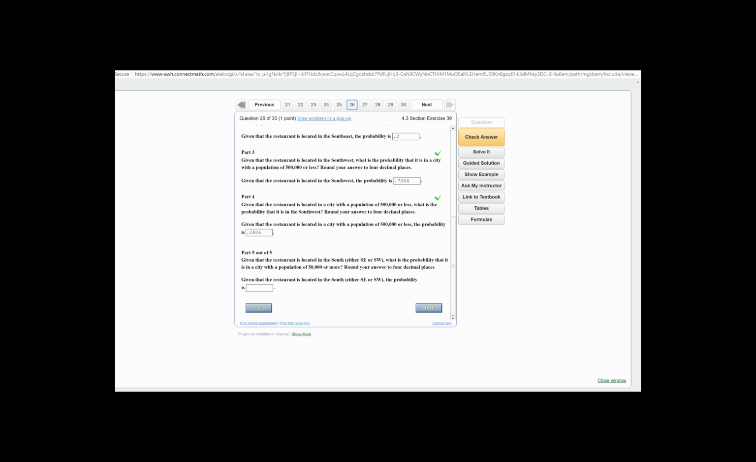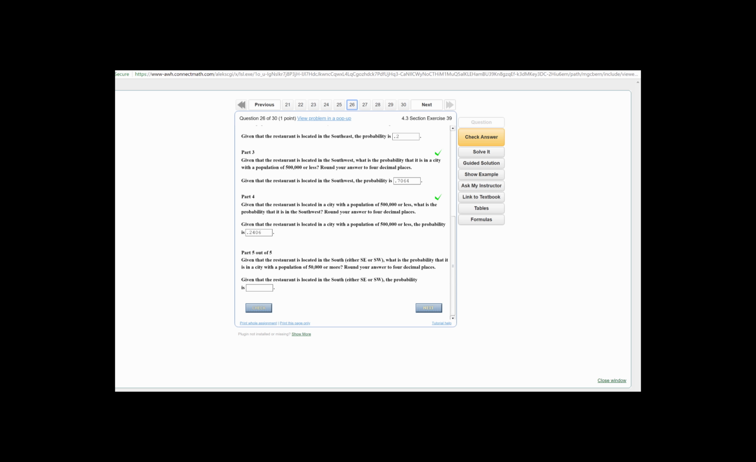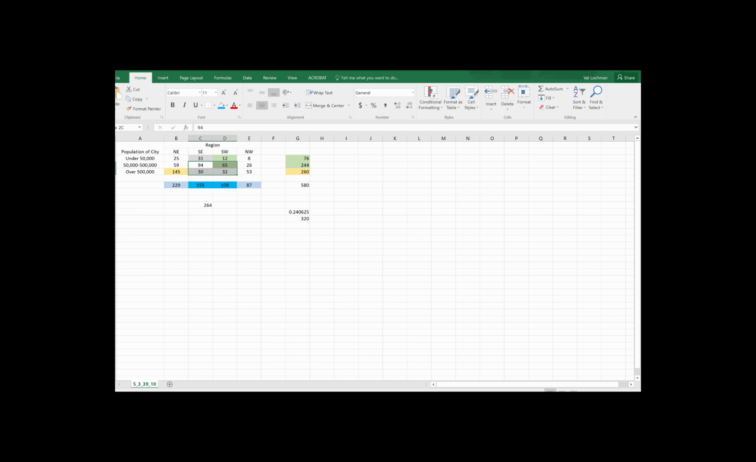Given that the restaurant is located in the south, so either southeast or southwest. All right, let me remove these for now. Southeast or southwest. So let's see what our denominator should be. That's 155 plus 109. And I'm going to highlight them the same color. Okay, so that's my south. 155 plus 109. Okay, given that that's my sample space, what is the probability it is in a city with a population of 50,000 or more? 50,000 or more. That's these guys right here.